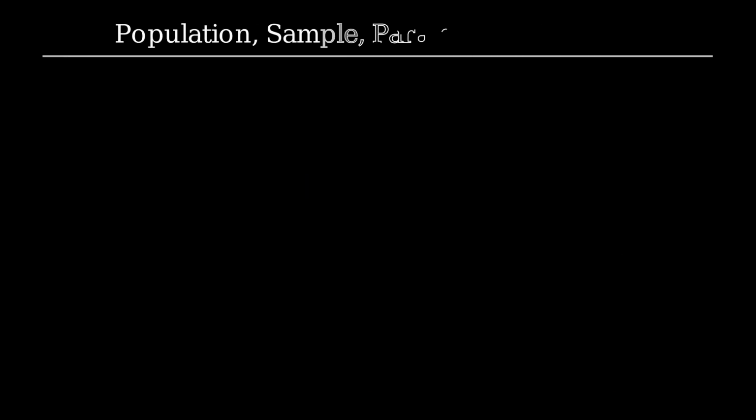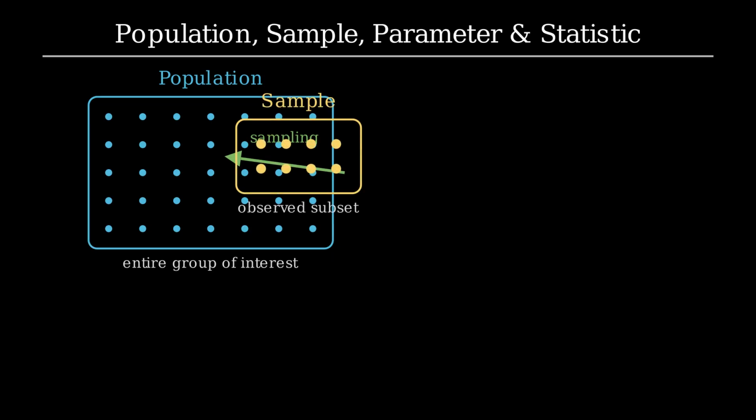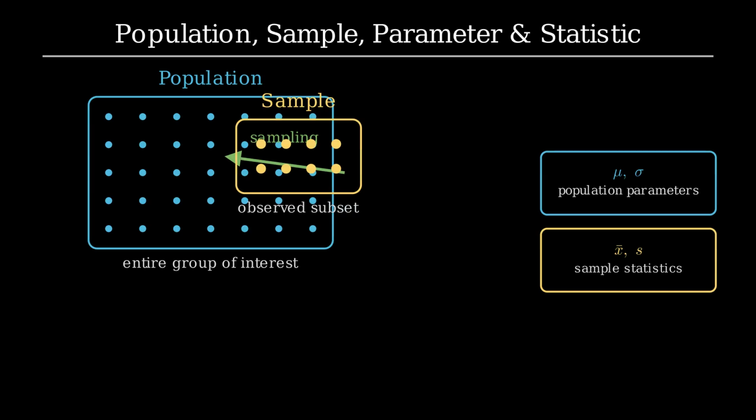A population is the complete group we want to understand. A sample is a smaller subset selected from that population for actual observation. A parameter describes the population and is usually unknown. A statistic is calculated from the sample and is used to estimate that parameter.